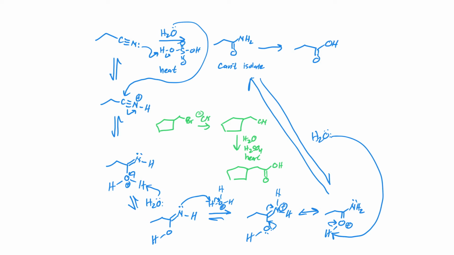You should be able to come up with another way to take this primary alkyl bromide to a carboxylic acid that has 1 additional carbon. There's another way to do that. It does not involve chemistry of amides. So think about that and ask me for assistance on that later.